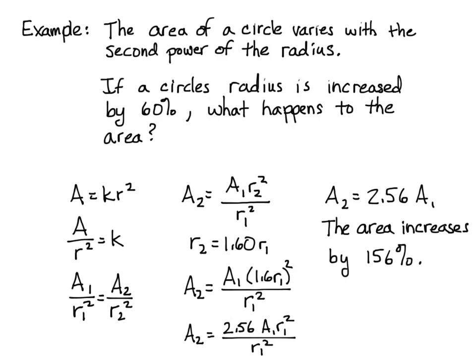Just like I added the 1 to get to this 1.6 from the 60%, I'm going to subtract 1 to get my 156%. So this is kind of remarkable when you think about it. You increase the circle's radius by 60%, and you over double the area.